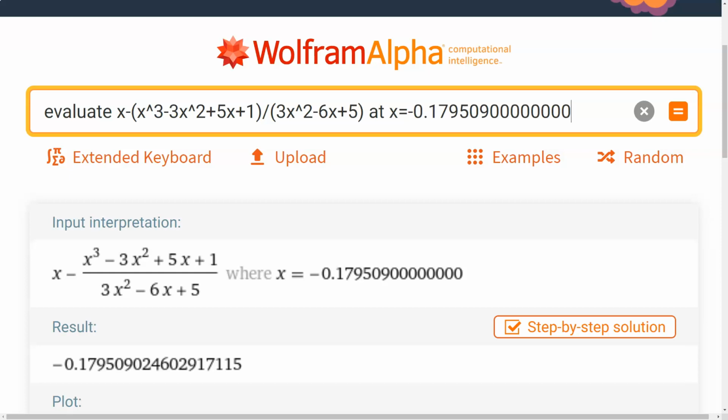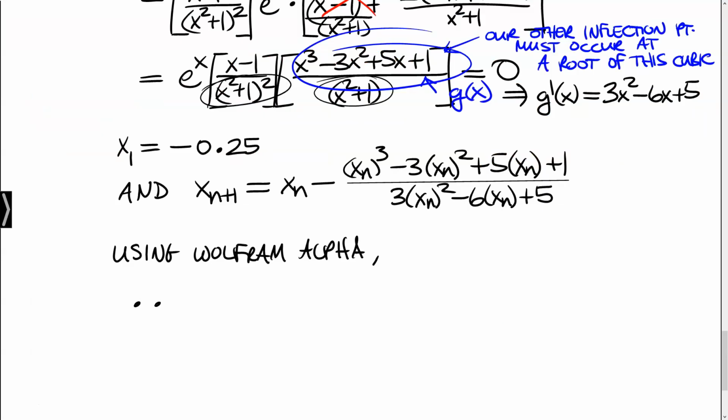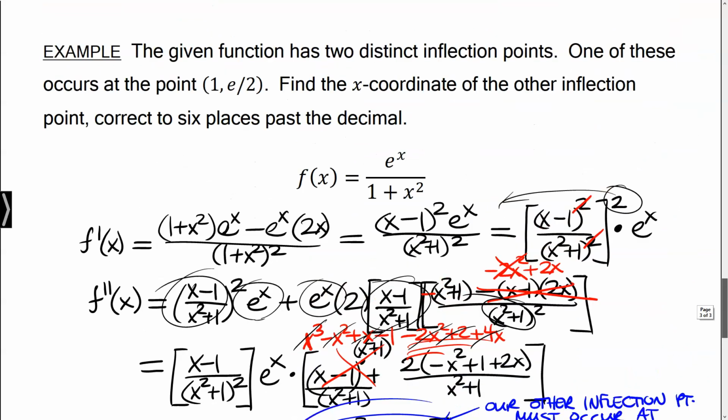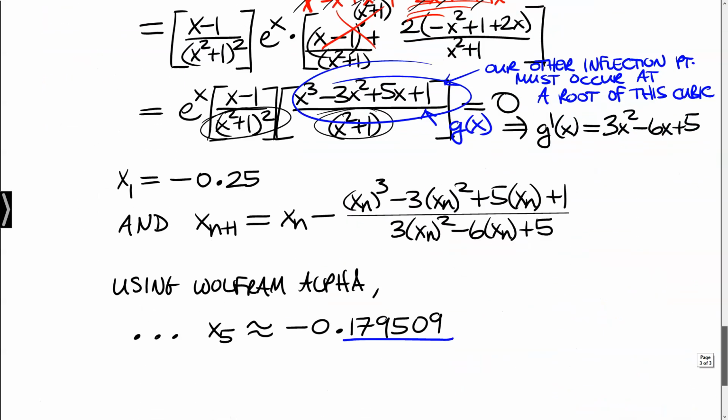So I think we're already agreeing to this. The fourth and the fifth terms are already agreeing. It looks like it's minus 0.179509. So I'll say using Wolfram Alpha we get x5 is about minus 0.179509, and those 6 digits are going to be locked in. So that is the x-coordinate of the other inflection point.